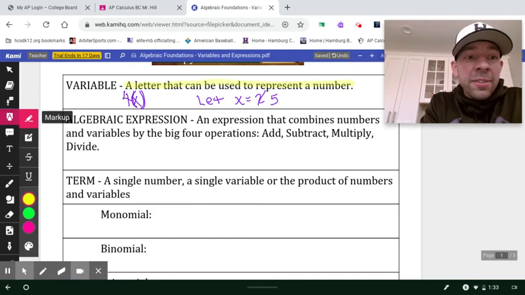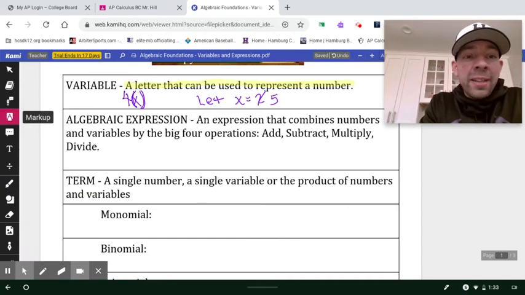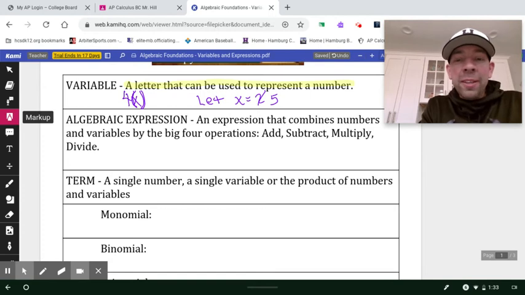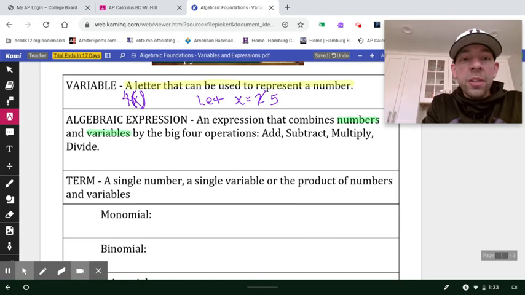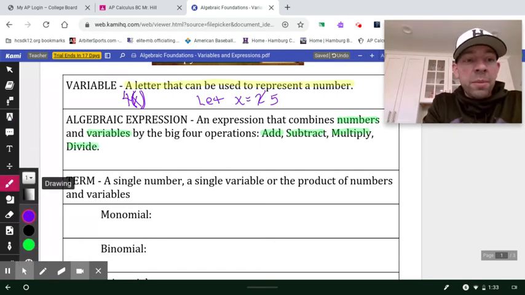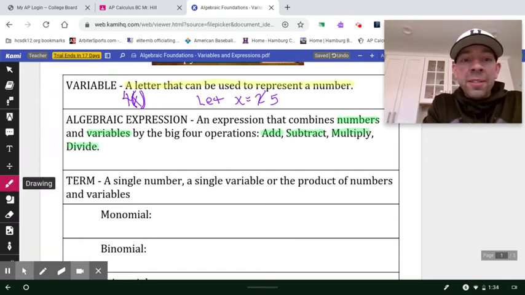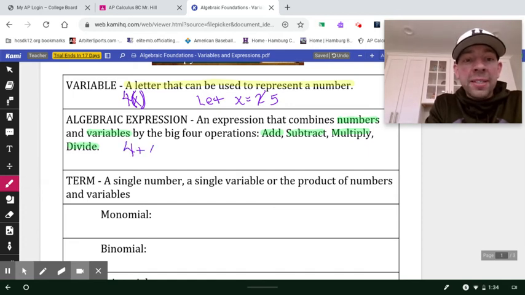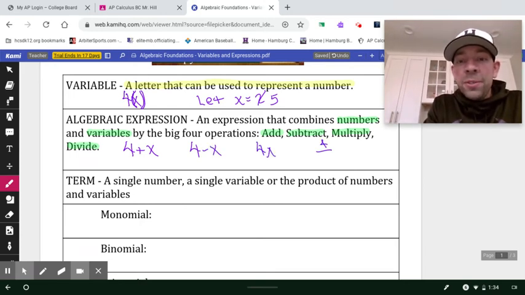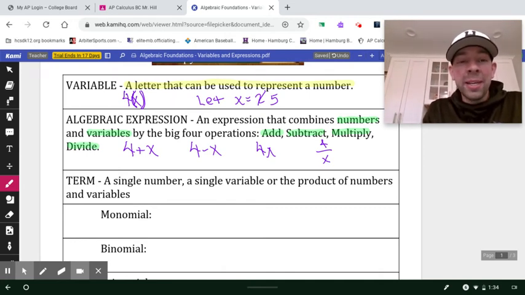All right, that leads us to our next definition. What exactly is an algebraic expression? All it is, is an expression that combines some numbers with some variables using the big four operations of addition, subtraction, multiplication, and division. So what do those examples look like? Well, maybe you've got something like 4 plus x. There's an expression. Or you could use subtraction, or you could use multiplication, or you could use division. These are all excellent examples of algebraic expressions that you may encounter.